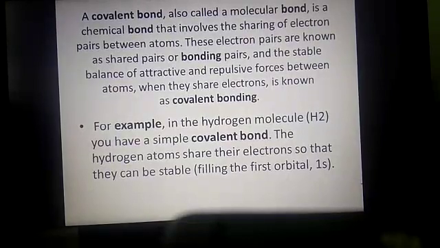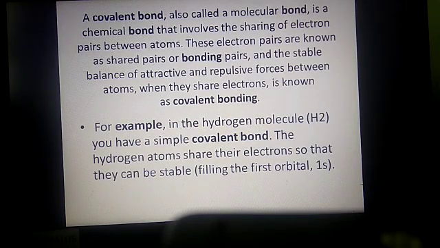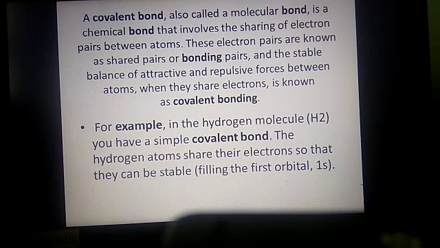So, what is a covalent bond? A covalent bond is also called a molecular bond, that is formed between 2 combining atoms by the mutual sharing of 1 or more pairs of electrons. That is, in a chemical bond, a bond formed between 2 combining atoms by mutual sharing of 1 or more pairs of electrons. These electron pairs are known as shared pairs or bonding pairs.